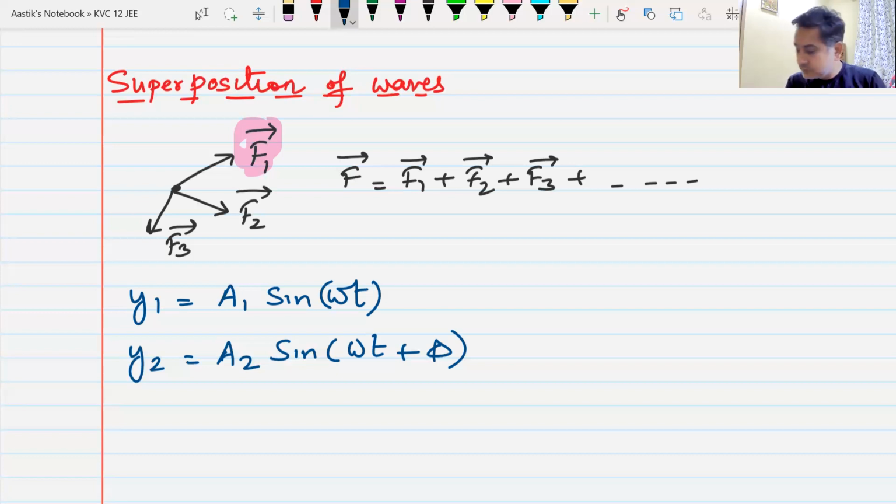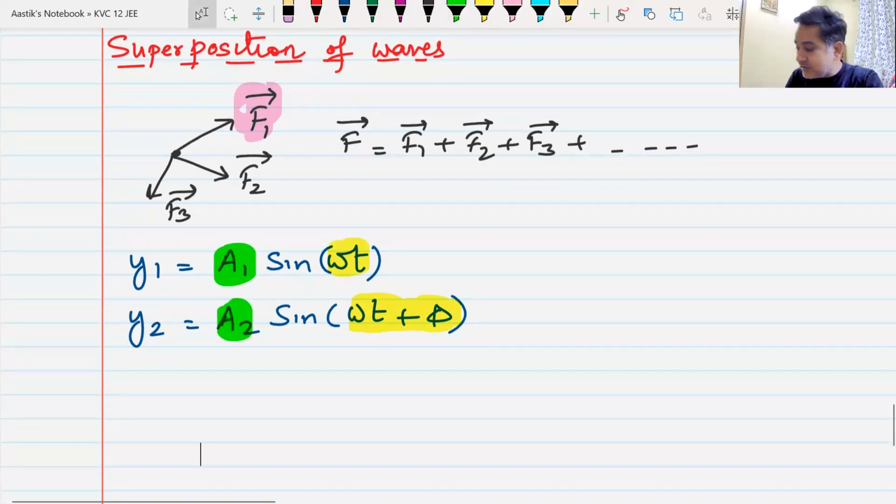Phase is different. If I look at this yellow one, the phase of this one is omega t. The phase of this one is omega t plus phi. Phase is different. Anything else that you find different? Amplitude is different. I talk about the green ones. The amplitude of this wave is a1. The amplitude of this wave is a2. Well done. Yes, what else do you see?